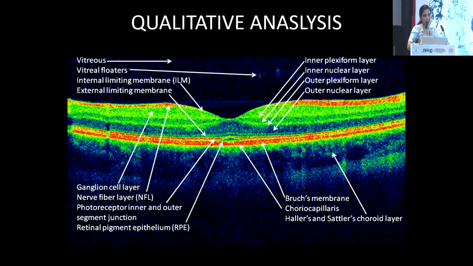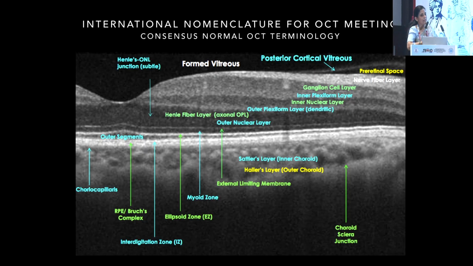The qualitative analysis is when you look at the different layers of the OCT. So this is the colored printout. Most often it is better to look at the black and white picture because it delineates the layers more clearly.